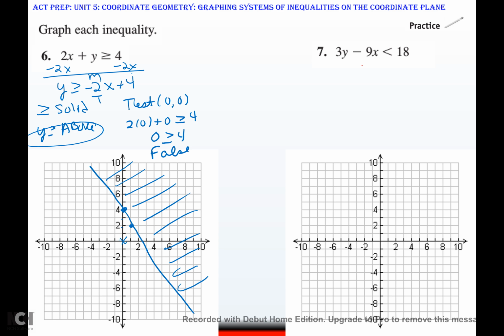7, I'm going to get y alone, so I'm going to add 9x. Add 9x. I get 3y is less than 9x plus 18. Divide by 3, by 3, by 3. Y is less than 3x plus 6. So I'm going to go looking for Brad on the 6th floor. He's not there. The monkey says, go up 3 over 1. No bar means dotted.